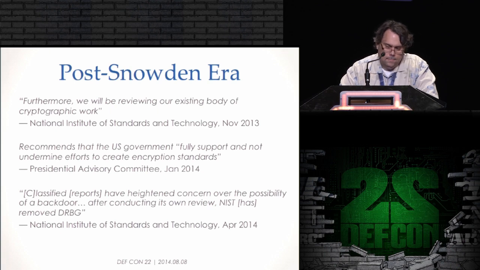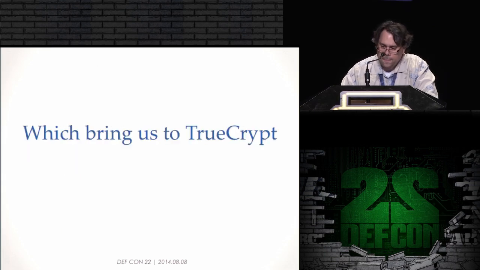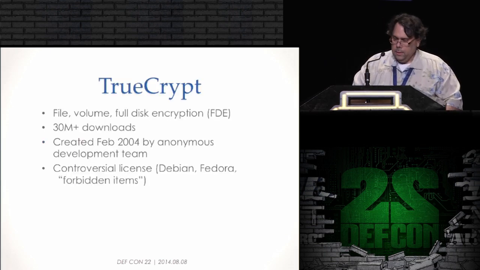Besides the sociological and political pieces, I think a lot of people woke up when NIST came out and said, we're actually going to review our entire body of existing cryptographic work. This was late fall of last year. The President's Advisory Committee implied that these were serious issues, and then eventually the deterministic random bit generator, one of the official NIST standards, was just pulled. Which brings us to TrueCrypt.